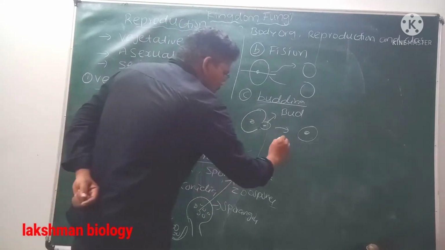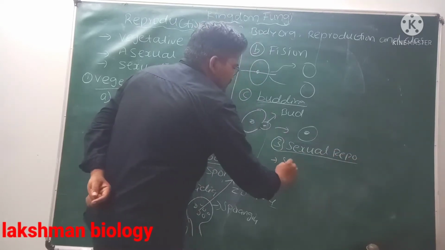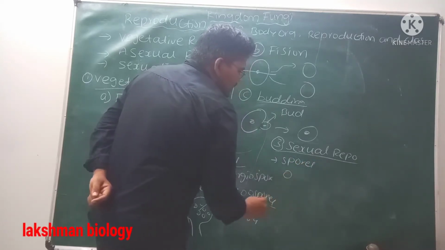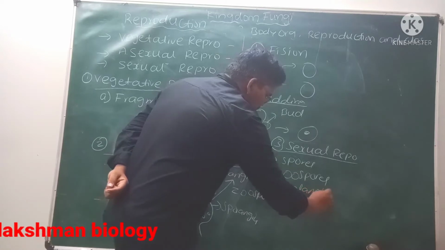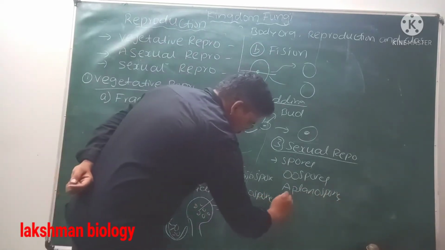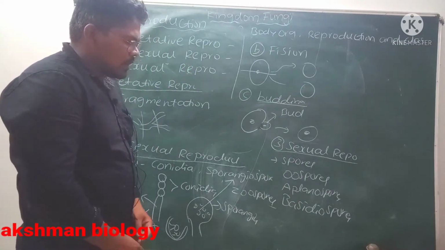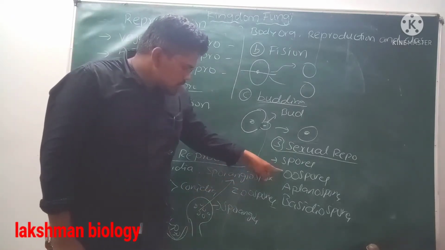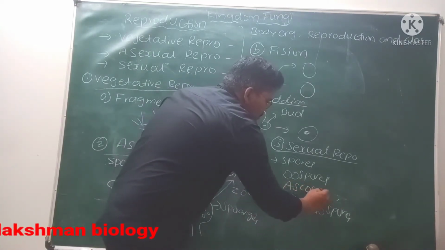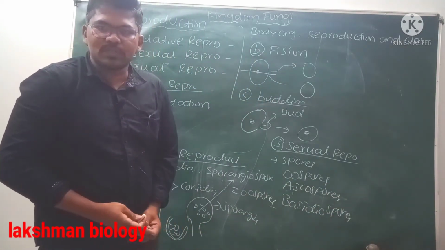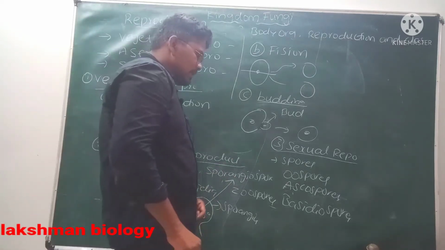Next we have to discuss sexual reproduction. Sexual reproduction also occurs by different types of spores. The spores involved in the sexual reproduction are oospores, ascospores, and basidiospores. Oospores, ascospores, basidiospores. Those are involved in the sexual reproduction. Hence, those spores are related to sexual reproduction.